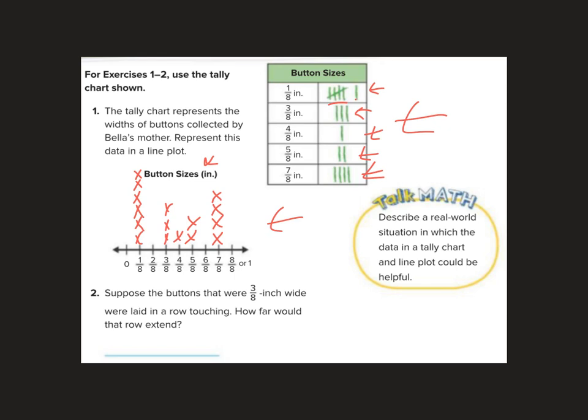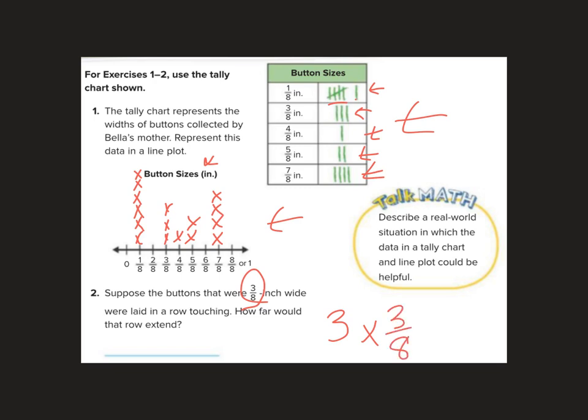Suppose the buttons that were 3/8 inch wide were laid in a row touching. How far would the row extend? If you're not quite sure where to go with this one, you could always replace it with the 10 and 2. So let's say I had 10 2-inch buttons. How far would they reach if I laid them side by side? We would multiply 10 and 2. So the same goes for this. How many 3/8 do I have? 3. And I need to multiply that by 3/8.